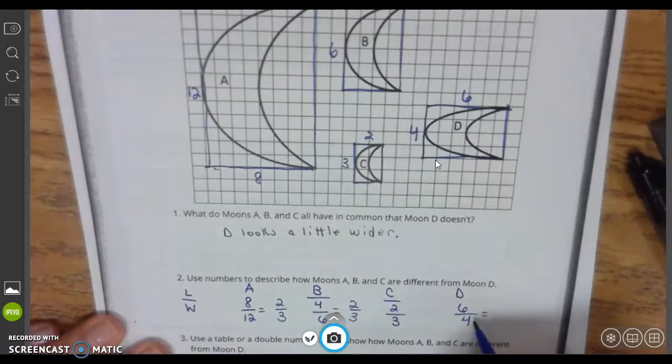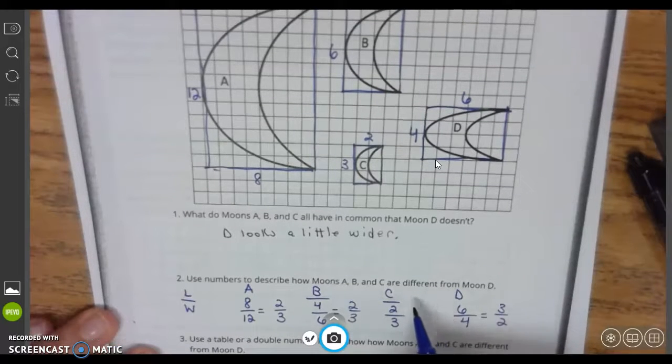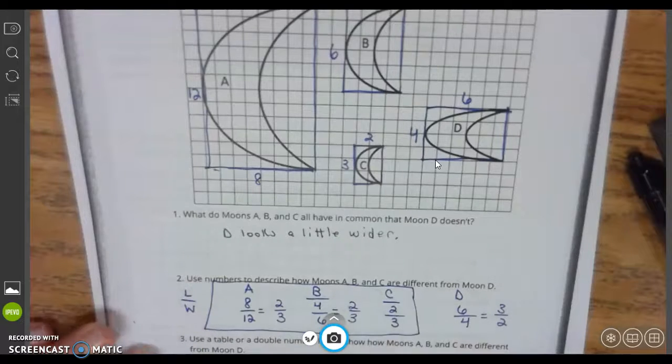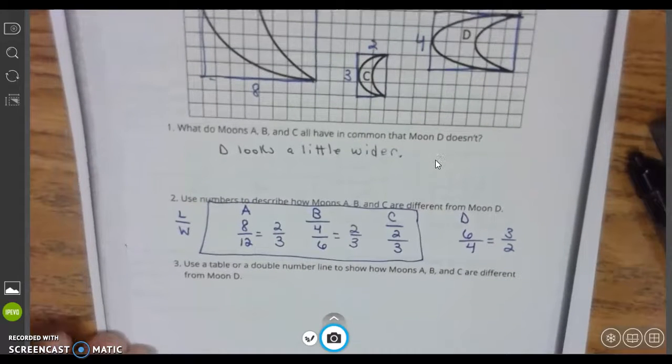So look, these are all the same ratio, but 6/4 isn't 2/3. I could divide it by 2 and I would get 3/2. So it's a different ratio. So these are all the same. They're all 2/3, A, B, and C. Okay, and then it says use a table or a double number line to show how they're different.